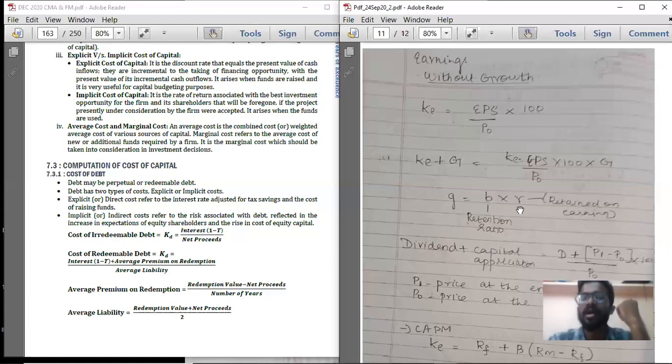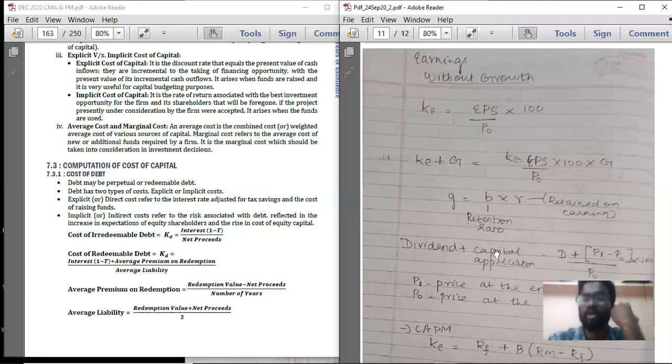Into R. R is nothing but return on investment. Suppose you are reinvesting that amount, that is the retention ratio, how much return will you get from it? That they will give in the question itself. I think in the second problem it is there for this G. So R is nothing but return on investment. So G is equal to B into R, that is retention ratio into return on investment.